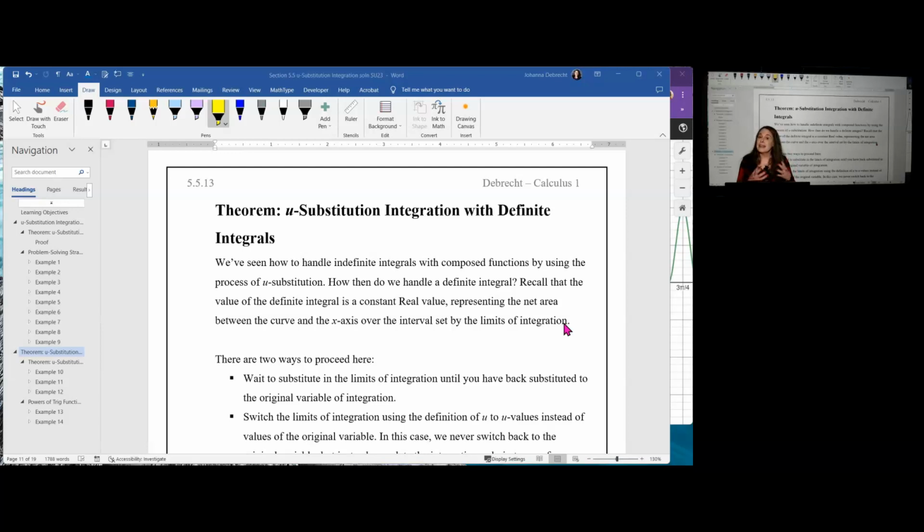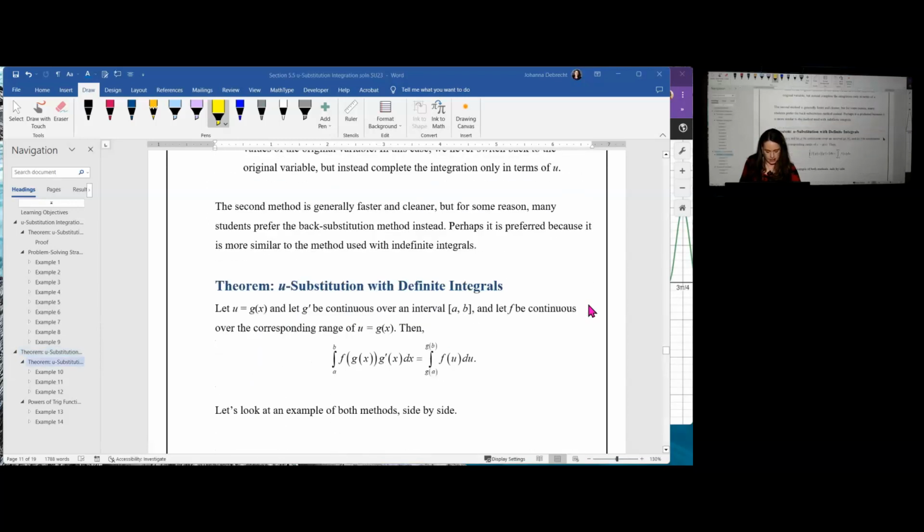The other option is not to convert the limits of integration, but to keep them as x values. You still are going to substitute with u and du, which means when you integrate, it will be in terms of u. But if the limits of integration are still x values, you'll have to back substitute to the original variable x before you can substitute in those limits of integration. This is the longer method, and it does lead to more careless mistakes. I'll show you both, and then you can choose the one that you think is best for you.